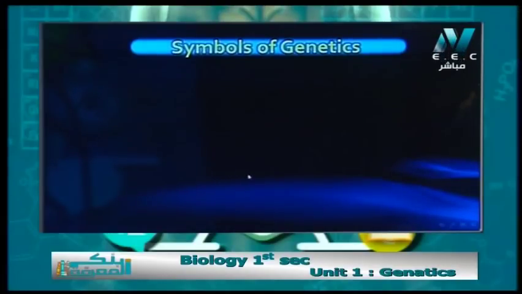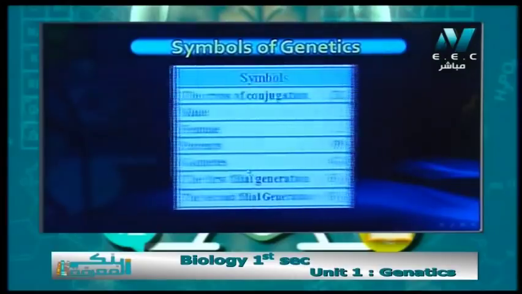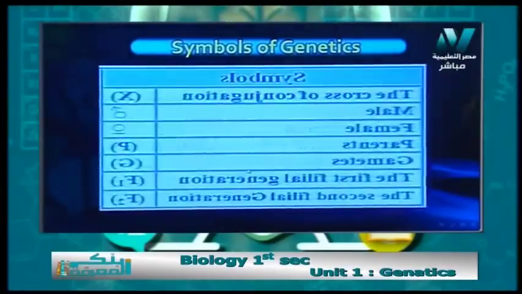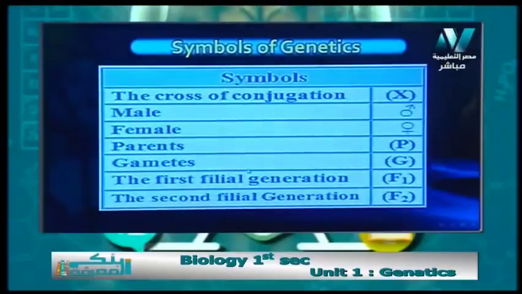Some symbols of genetics. The cross here means conjugation or reproduction. This is the symbol of male. Another symbol for female. Parents. Gametes. First offspring. Second offspring.